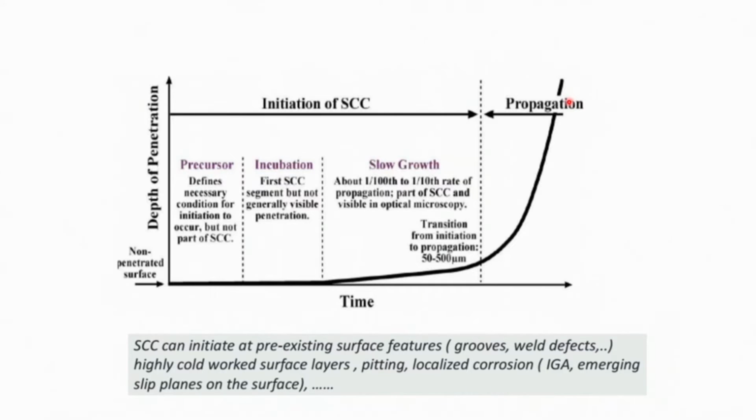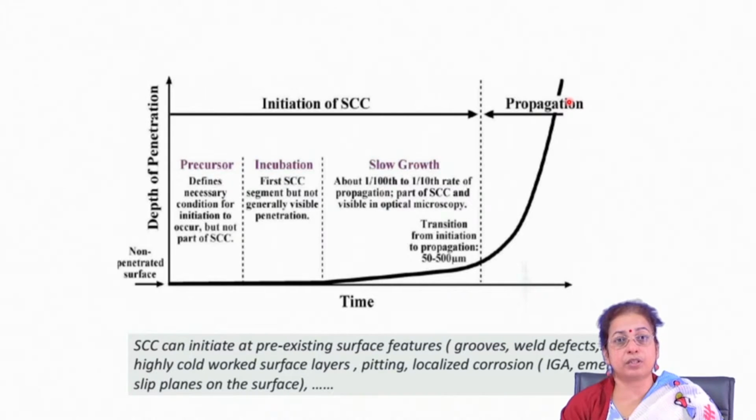So, usually you can say that stress corrosion cracking proceeds in two stages. One is initiation of the stress corrosion cracking, another is propagation of the stress corrosion cracking. The initial stage, initiation, is very important because you can control the initiation of stress corrosion cracking by different precautionary measures, but as soon as it initiates it is very difficult to control the propagation, because propagation occurs at a much faster rate, leading to the failure of the component.